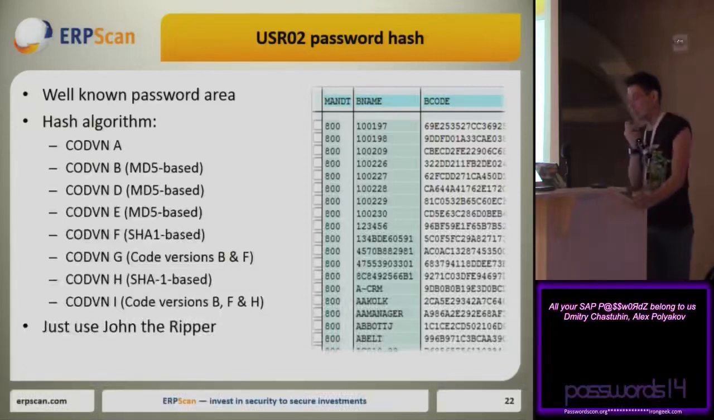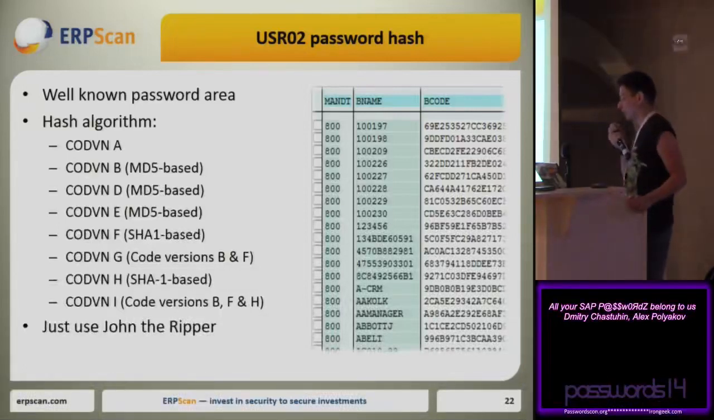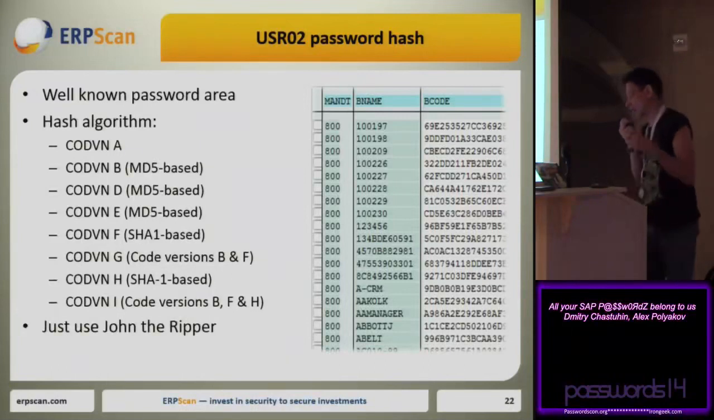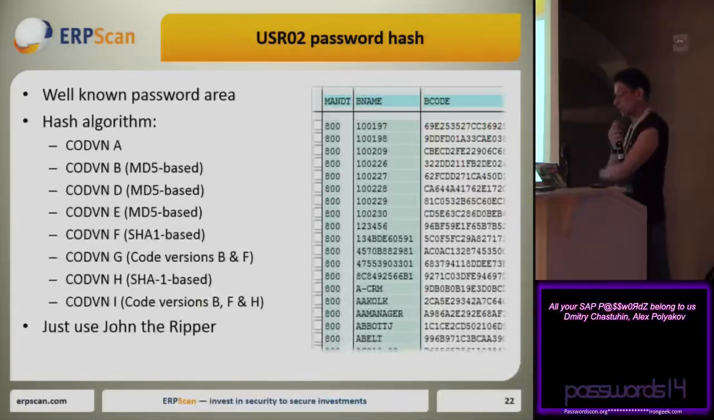For hashing, SAP uses a few algorithms, coded A, B, D, E, F, G, H, I. The first 5 of those algorithms I do not recommend using. This hash uses only the first 8 chars of the password and does not consider case sensitivity. That's why this hash is very easy to brute force. The others are based on the SHA-1 algorithm, but you can still use John the Ripper for brute forcing them.